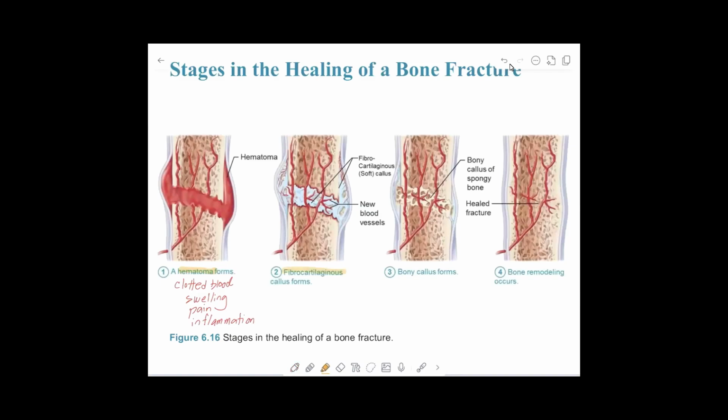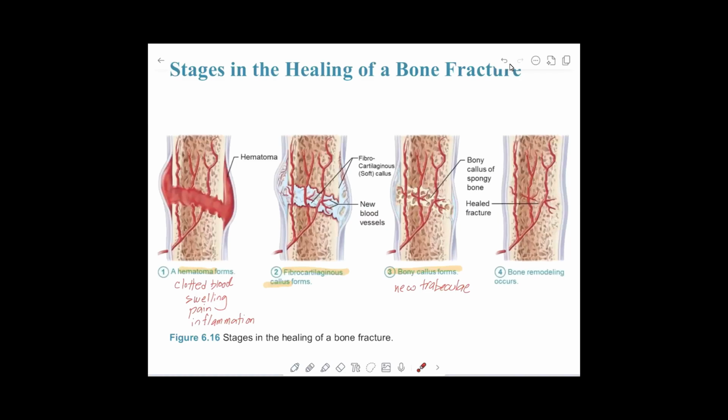The next is we start to see this kind of temporary fibrocartilaginous callus forming. The third is a bony callus forming. So you can see the beginning of the hard callus, and new trabeculae are starting to develop. So you can see in this image, we have the trabeculae that are located.